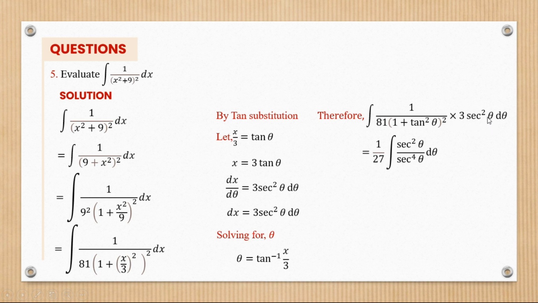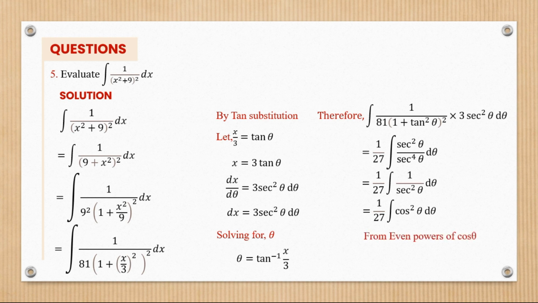Into, now you know that this sec squared theta here remains at the numerator, and then 1 plus tan squared theta is actually sec squared theta. Now because of this square, we'll have sec squared theta over sec power 4 theta d theta. Then when we reduce these, we will actually have 1 over sec squared theta. But 1 over sec squared theta is the same as cos squared theta. So we have the integral of cos squared theta.